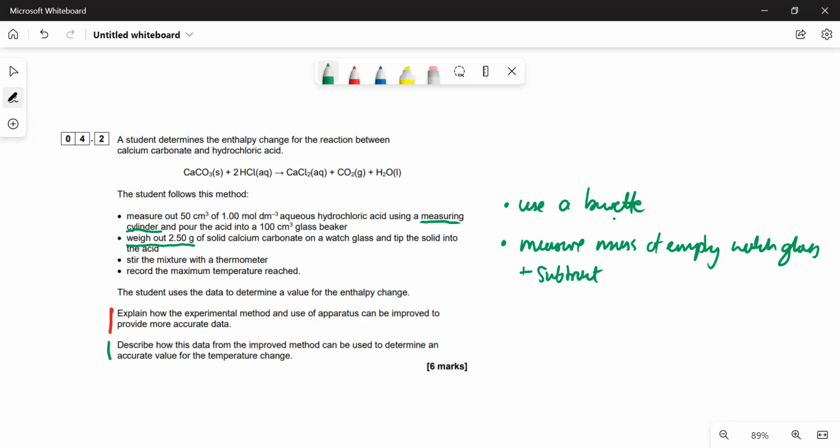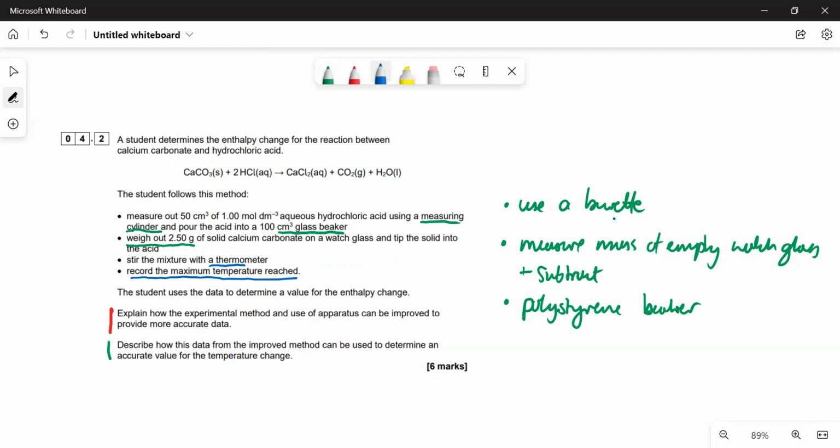Now the other mistake is kind of obvious. They're using a glass beaker here, right, which is not a good insulator. You should use a polystyrene beaker instead of a glass, so that's a mistake. And then this next bit here, right? So stir the mixture with the thermometer, fine, and record the maximum temperature reached. Now, if you do that, you will underestimate the temperature rise.